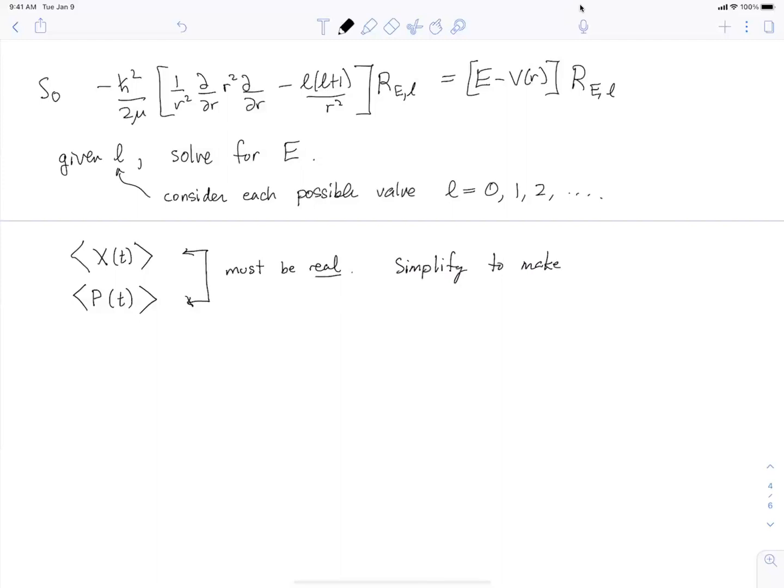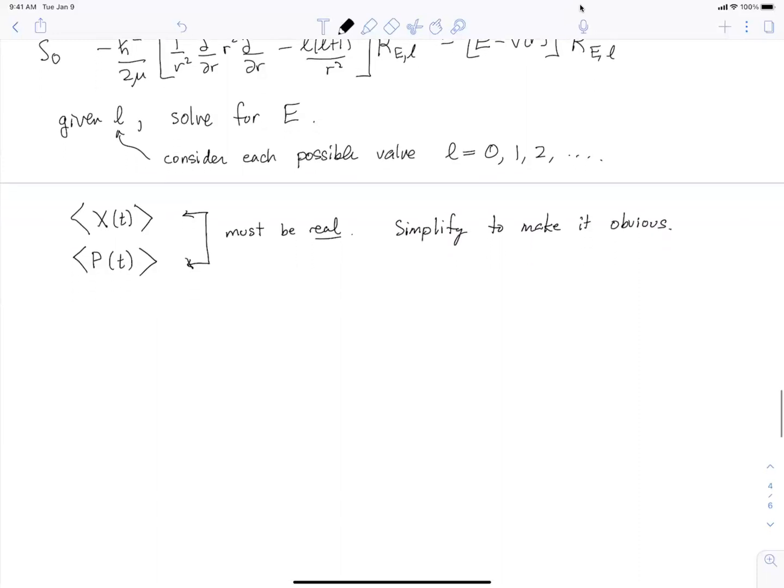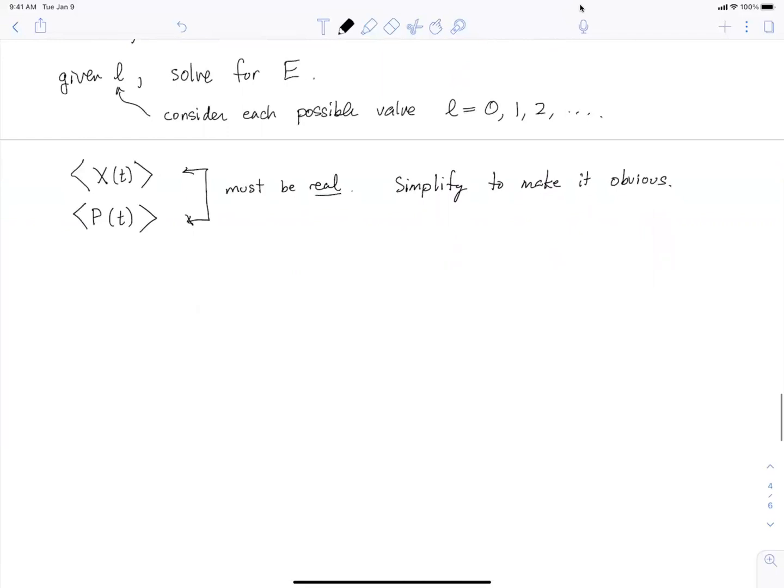An advantage to doing that, or to make it obvious that they are real, is that if you can't do that, that means a mistake happened somewhere, right? And so you can recognize mistakes by the fact that if you calculate something like the expectation value of a Hermitian operator and you don't get a real number, then something went wrong.